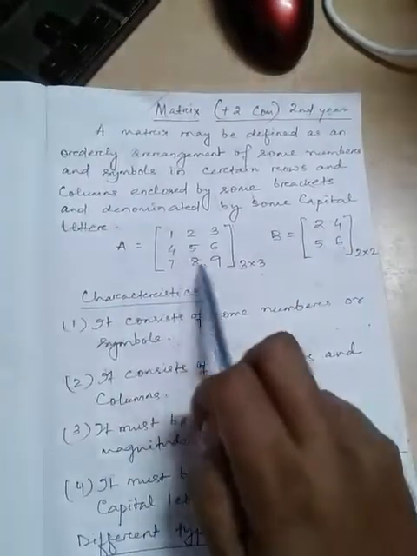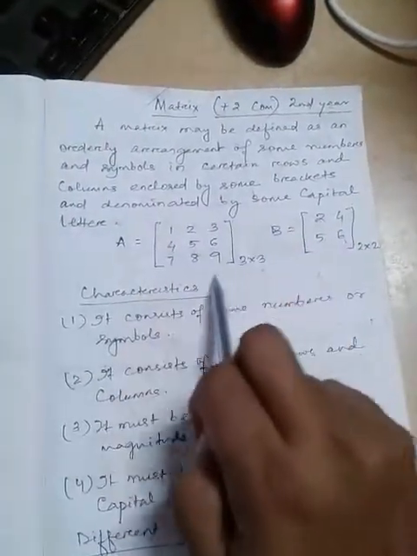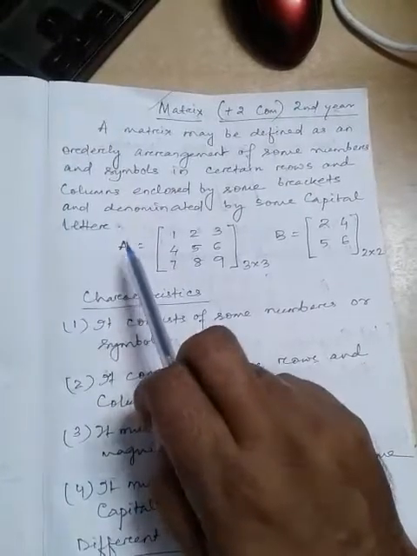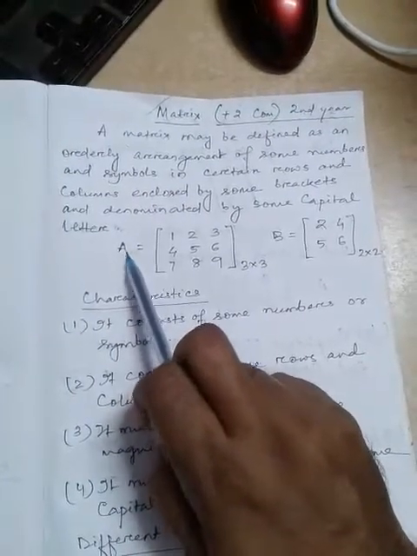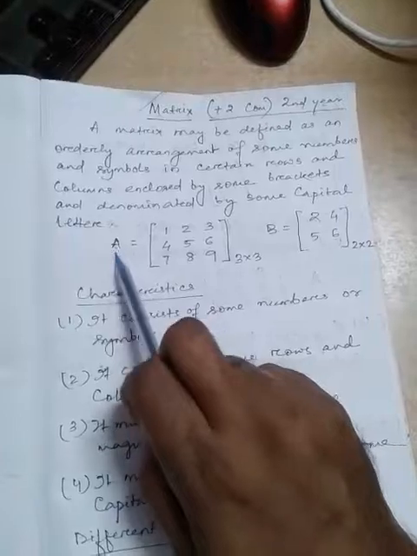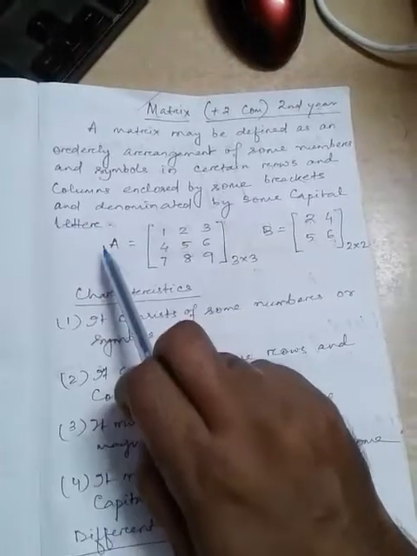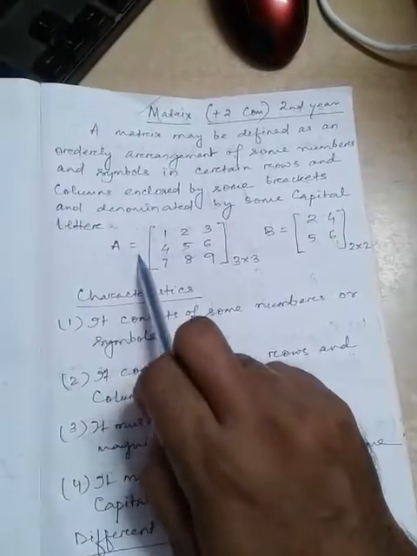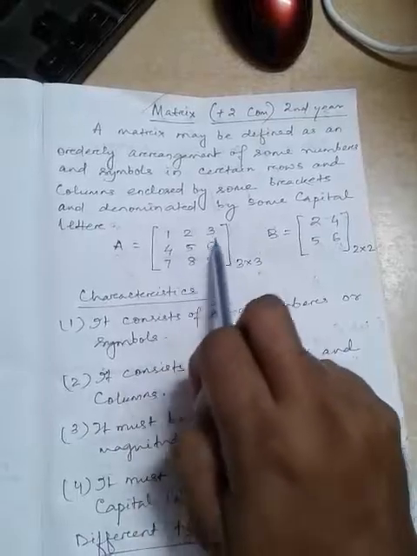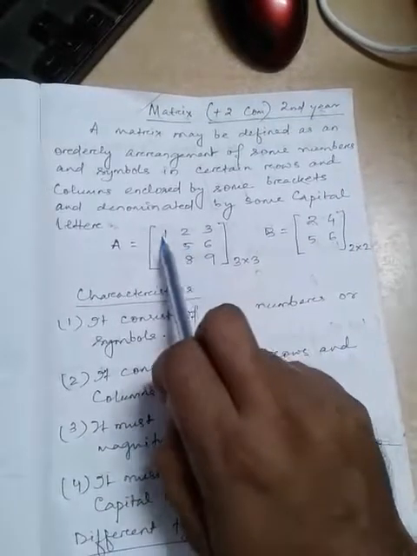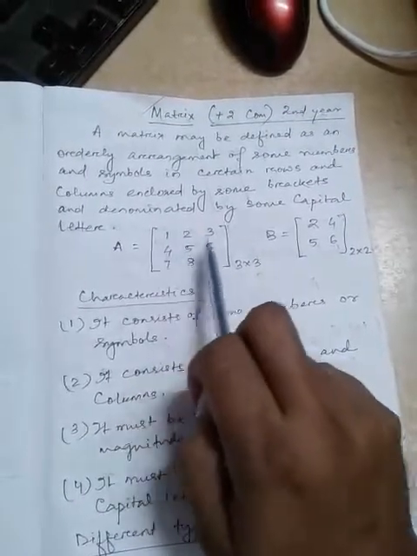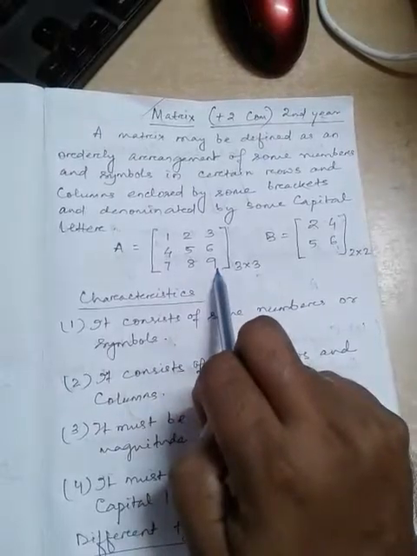See, this is the format of a matrix. It should always be named by some capital letter. It can be A, B, C, D, E, F up to Z. So I have written A. A is equal to, I have given some numbers. You can represent any number. I have given 1, 2, 3, 4, 5, 6, 7, 8, 9.